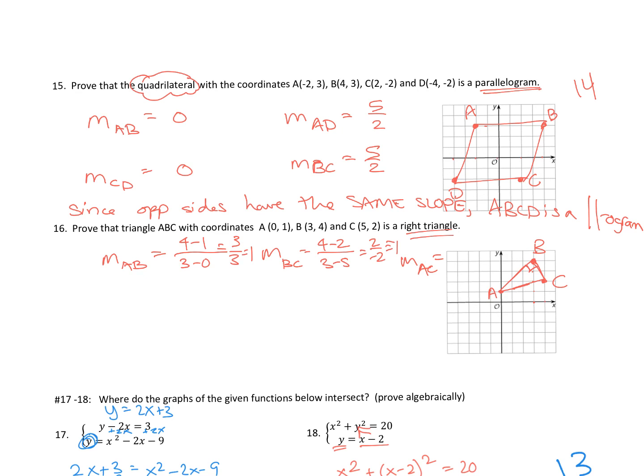Now, I don't love these two answers, but you can think of 1 as 1 over 1, and you can think of negative 1 as negative 1 over 1. So technically, they are opposite reciprocals. It's just a little less obvious than like a 1/2 and a negative 2, for instance. So anyways, I've shown that AB is perpendicular to BC, or you could say since AB and BC have opposite reciprocal slopes, then triangle ABC is a right triangle.